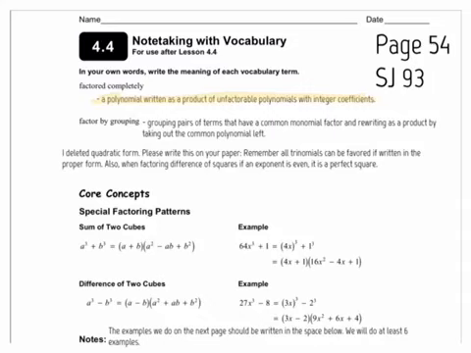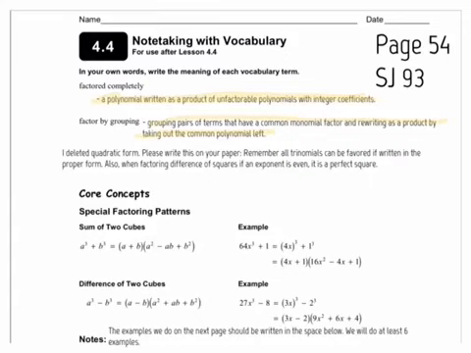The second definition, factoring by grouping, we've discussed this before. Grouping pairs of terms that have a common monomial factor and rewriting as a product by taking out the common polynomial left. And you'll recognize what that is, of course, when we do it, and hopefully you recognize it by the name. I deleted the word quadratic form here. I just want you to remember this definition. So write what I highlight.